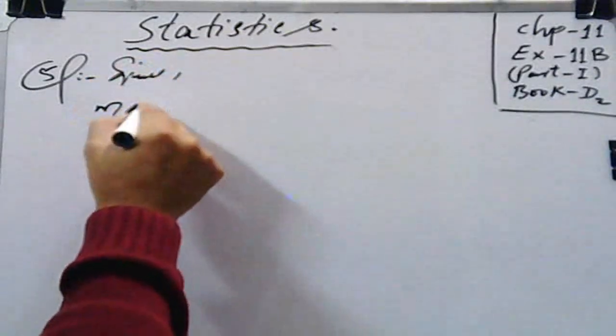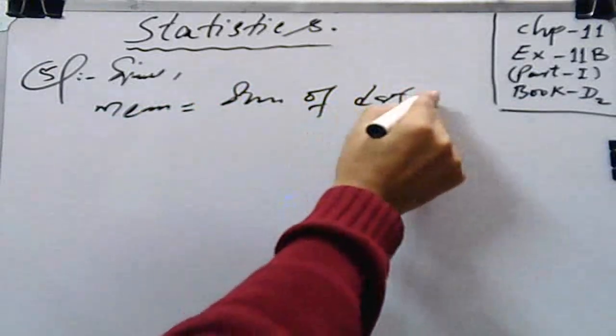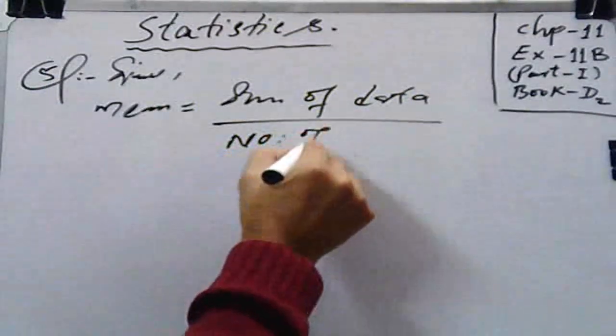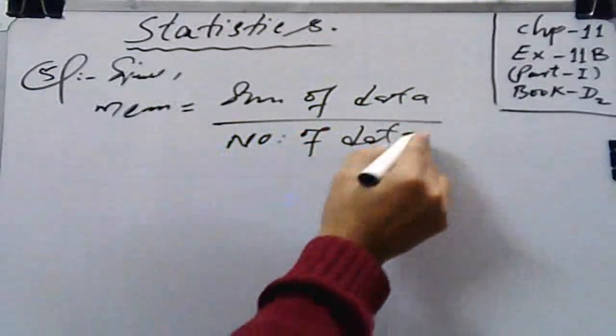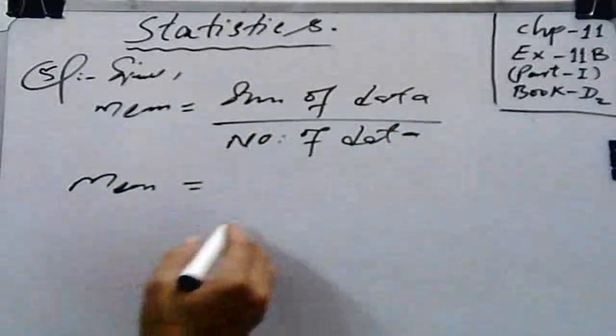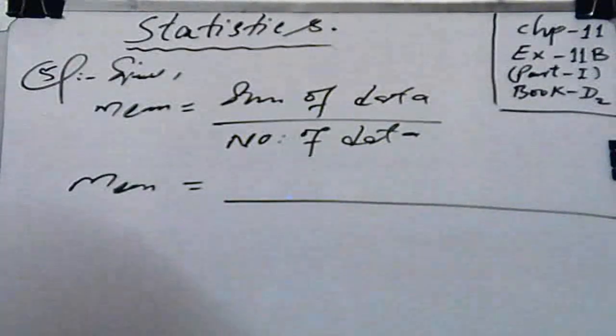The mean can be found as the sum of data divided by the number of data. So in this leaf and stem diagram, how can you find the data? First of all, it should be noted that in a leaf and stem diagram, the given data are a little bit different as compared to the other ones.